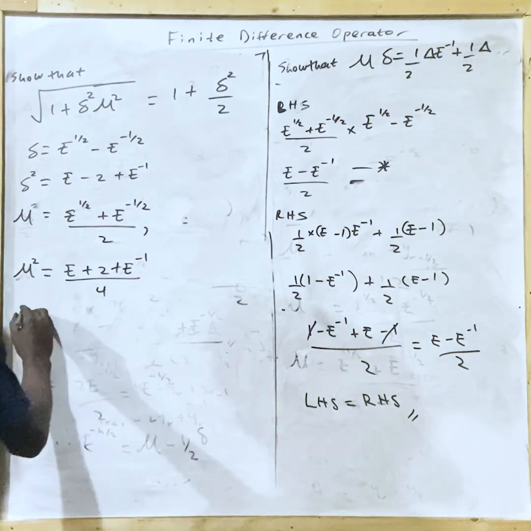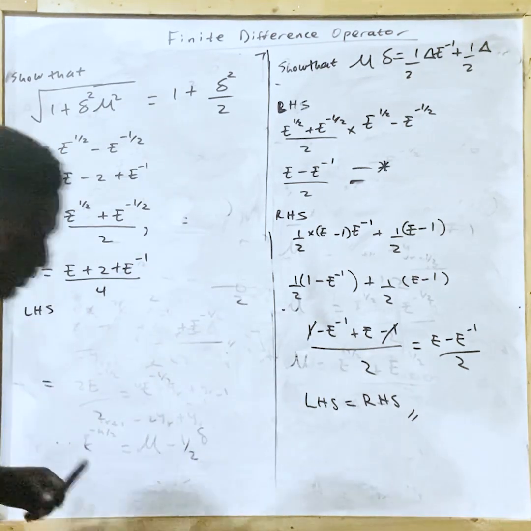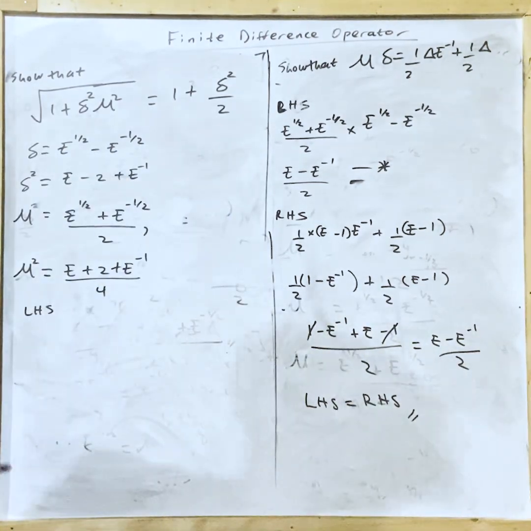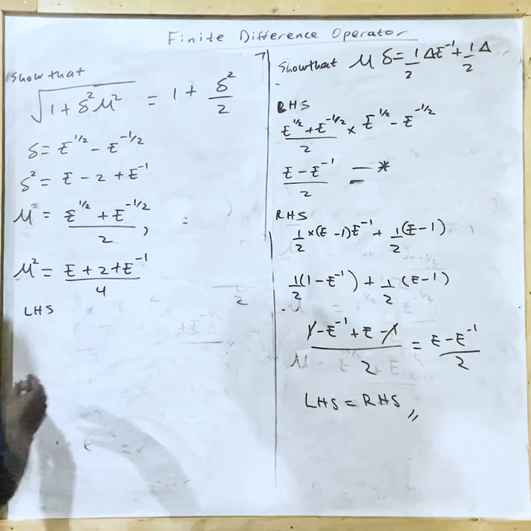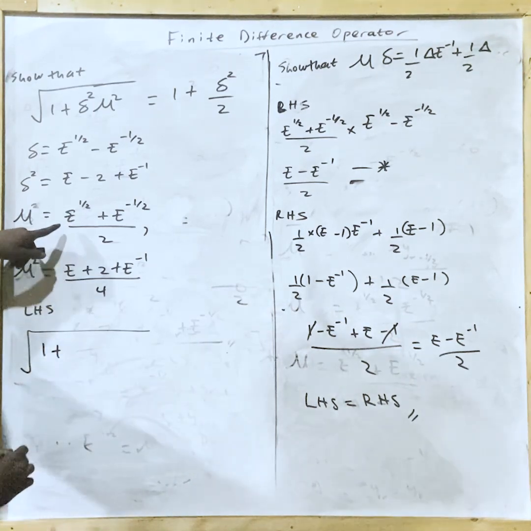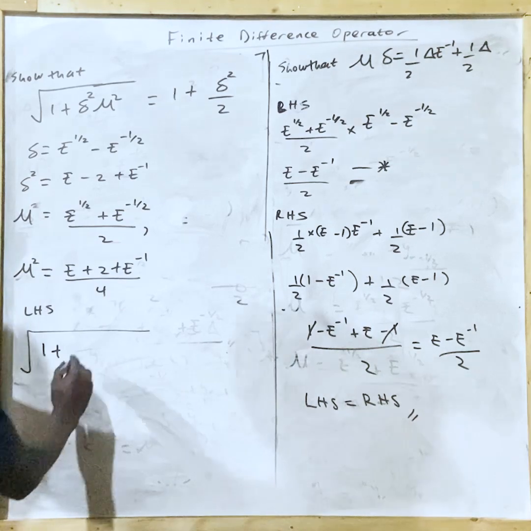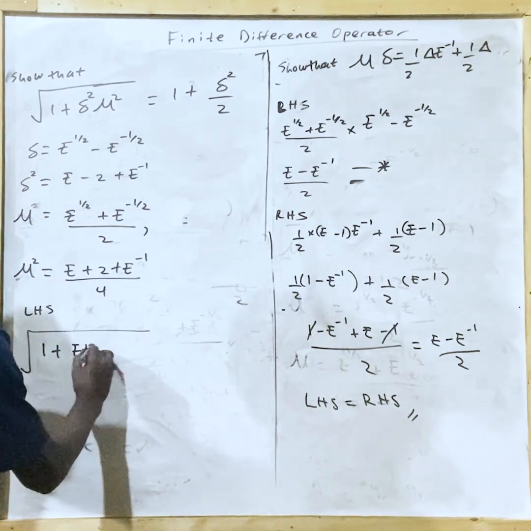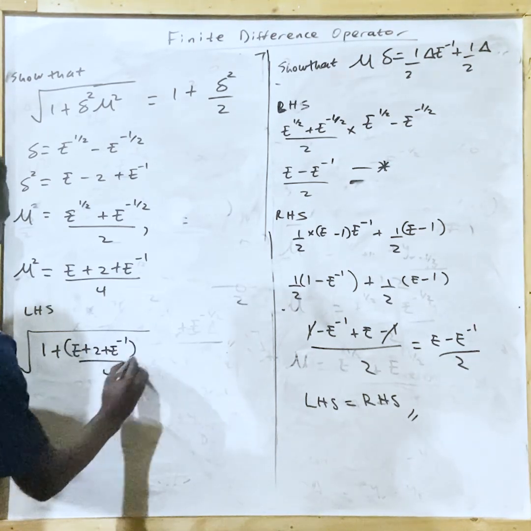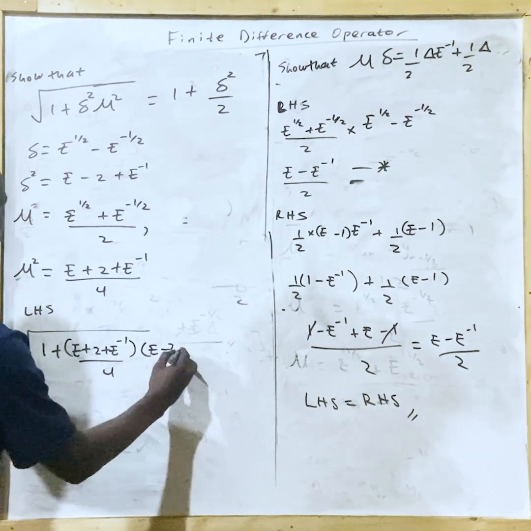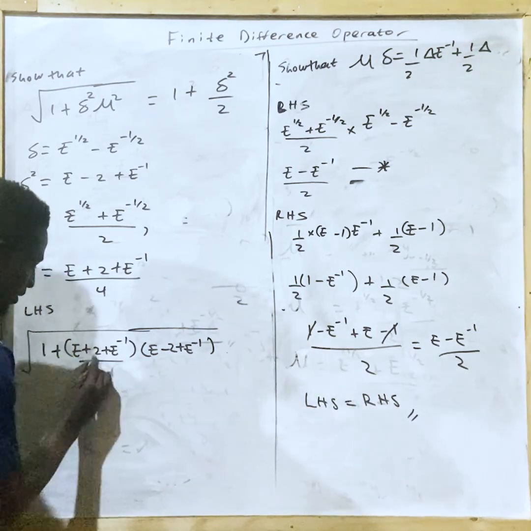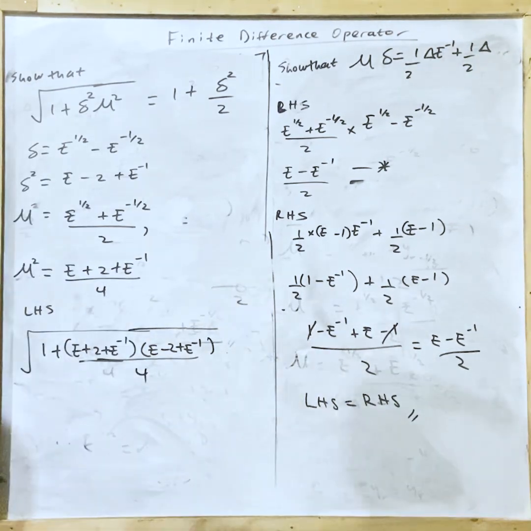So I'm starting from my left hand side. I will multiply these two. So I have root of 1 plus this multiplied by this. So I have e plus 2 plus e raised to power minus 1 over 4, multiplied by e minus 2 plus e raised to power minus 1.